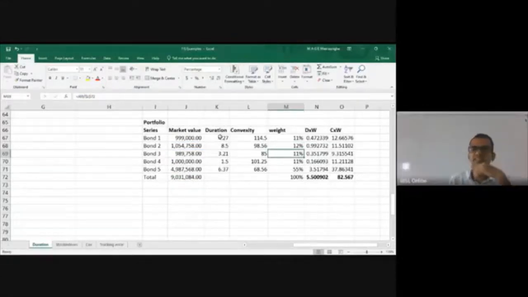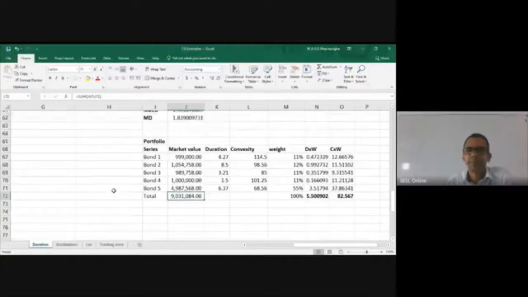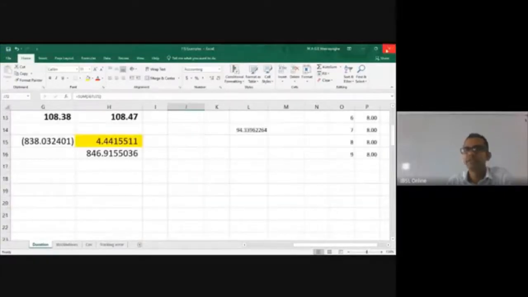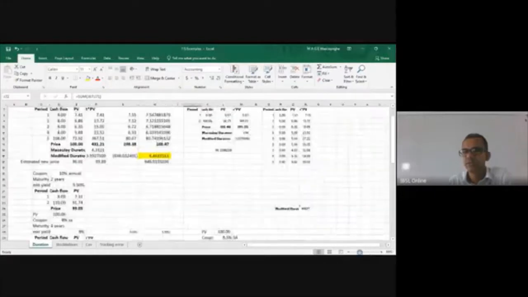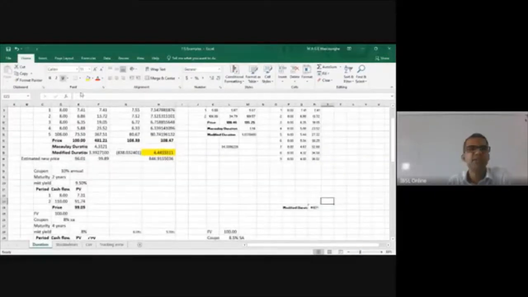So are these duration and convexity figures just arbitrary? All these are arbitrary figures. I'm not sure whether a duration of 1.5 and a convexity like this can happen together. There may be inconsistencies, but I just wanted to show you how to calculate. So if you don't have any questions with regard to duration calculations, shall we move into the new topic, derivatives?